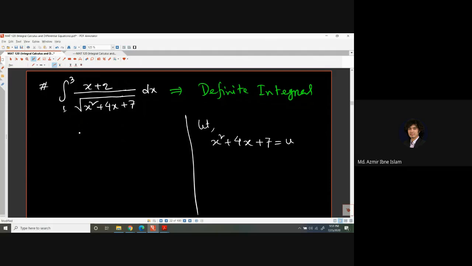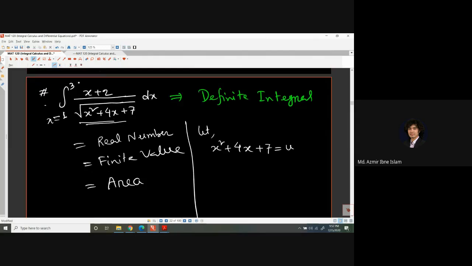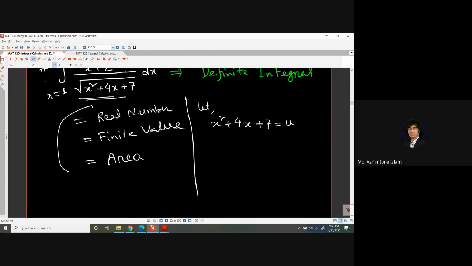Okay, I need to mention here that whenever you are evaluating a definite integral, you will finally get one real number. That means the result will be a real number, or we can say a finite value. Already we have discussed this when we started this video. Or this will be the area under this function from x equal to 1 to x equal to 3. So x equal to 1 is the lower limit and x equal to 3 is the upper limit. So before solving this integral, try to have all these concepts in mind.